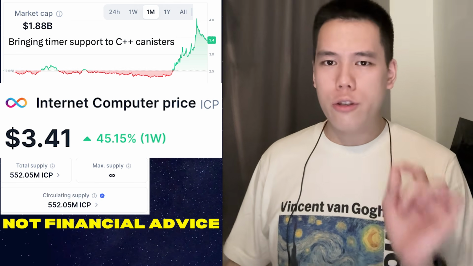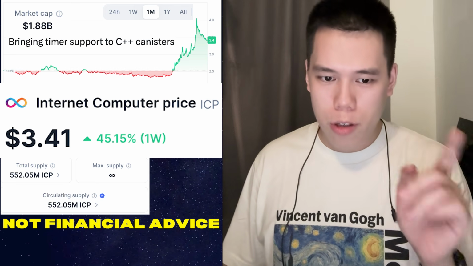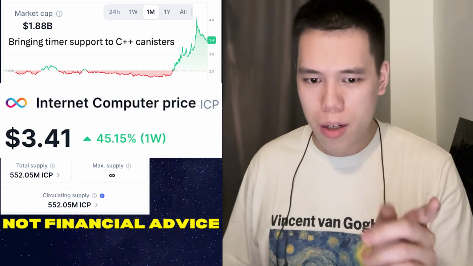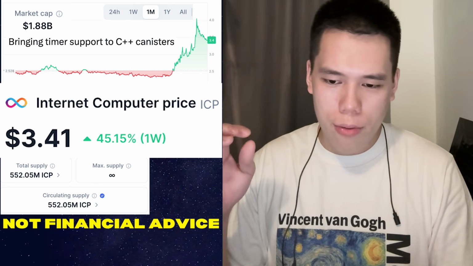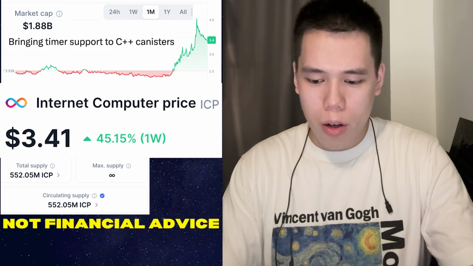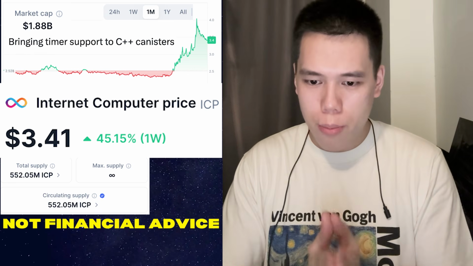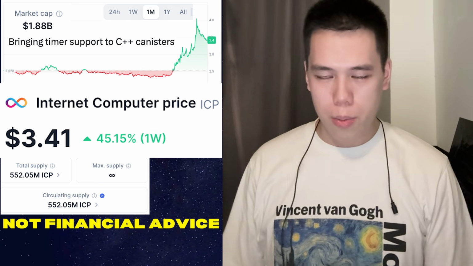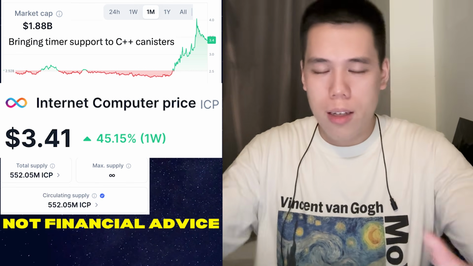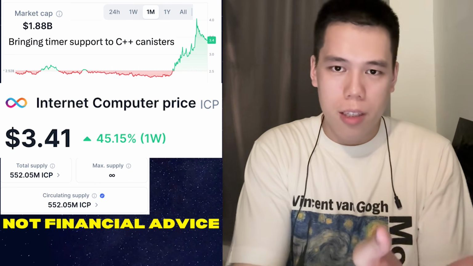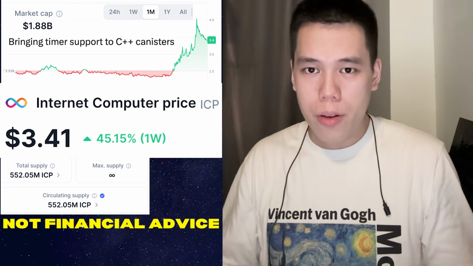What does that do? Allegedly, what that has brought to the internet computer is timer support to C++ canisters. First of all, why does this matter? Well, if we take a look at a very particular statistic regarding C++, according to Statista, 23.5% of developers globally use C++. So of course that matters. That unlocks a lot of developers in the case of the internet computer, because C++ is one of the supported programming languages on the internet computer, and it is supported through canister development kits.